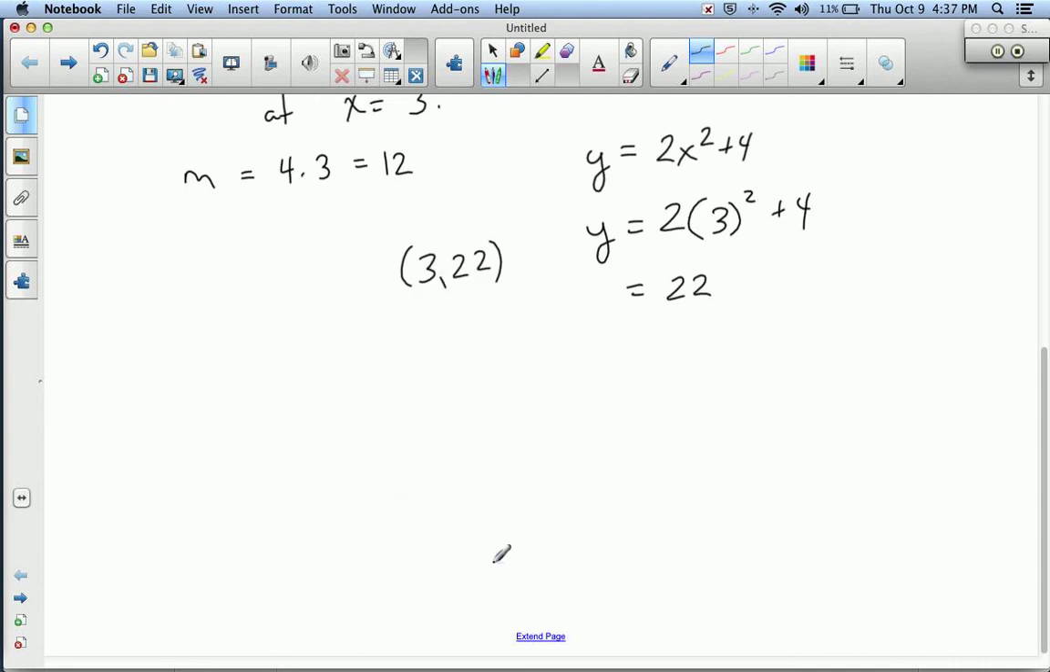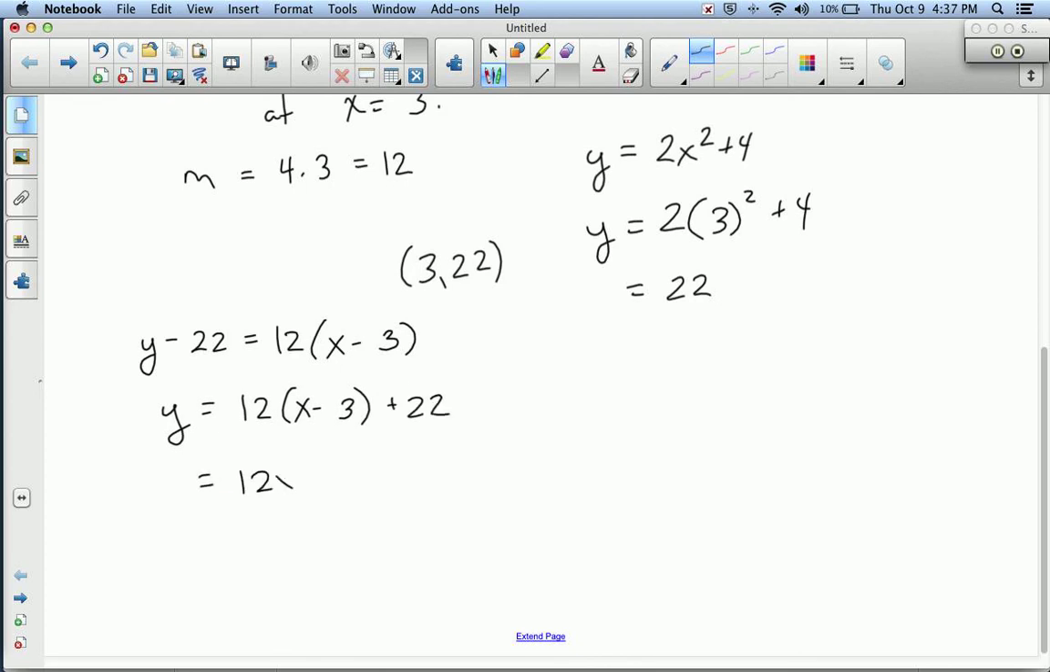So let's move down here a little bit. In order to find the equation, I can use y equals mx plus b if you'd like, or you can just go into point slope formula. I prefer point slope. So y minus 22 equals m times (x minus 3). So y equals 12 times (x minus 3) plus 22, or 12x minus 14. We have minus 36 plus 22 is minus 14. And that is the equation of my tangent line right there.